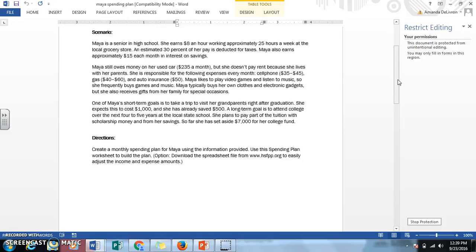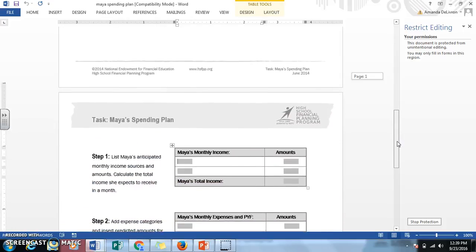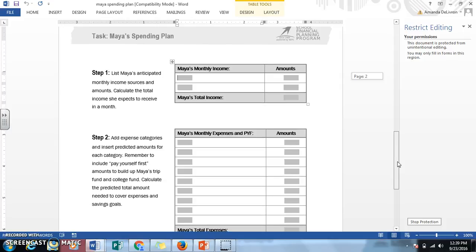Your directions are to create a monthly spending plan for Maya using the information provided. You're going to use the spending plan worksheet, which is the next page, to build this plan. So let's take a look at what this plan looks like. The very first step, it says, is to list Maya's anticipated monthly income sources and amounts, and then calculate the total income she expects to receive in a month. Okay, so Maya works at the grocery store.